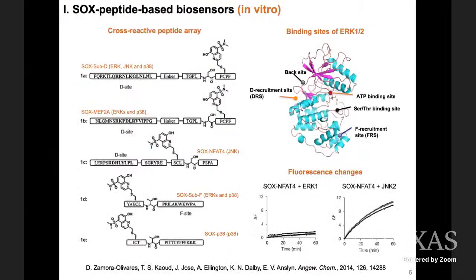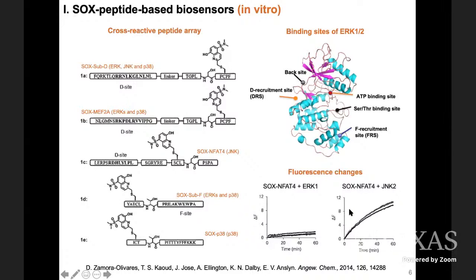At the beginning, we constructed a cross-reactive sensor array with 5 SOX peptides. Each of them has different affinity to the 3 groups. For example, the Sub-D peptide can react to all the 3 families. This one can react only with 2 of them, but this one only reacts with JNK and P38. The NFAT4 peptide has very low signal to the ERK1, but has significant signal to the JNK2.